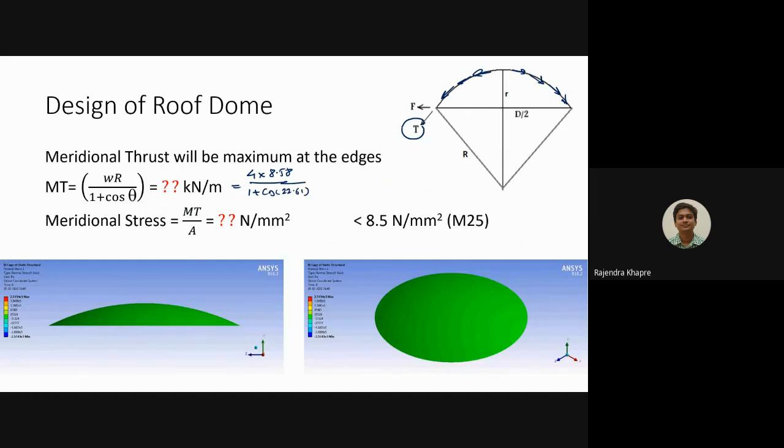This thrust will be maximum over here. If you calculate the thrust over here, it will be lesser, and over here it will be even lesser. So as you move towards the end of the dome, this thrust is going to increase. We have to find out what is the maximum thrust. For this purpose, we are taking the maximum value of theta, that is 22.61. So now can someone tell me what will be the value of the maximum meridional thrust?